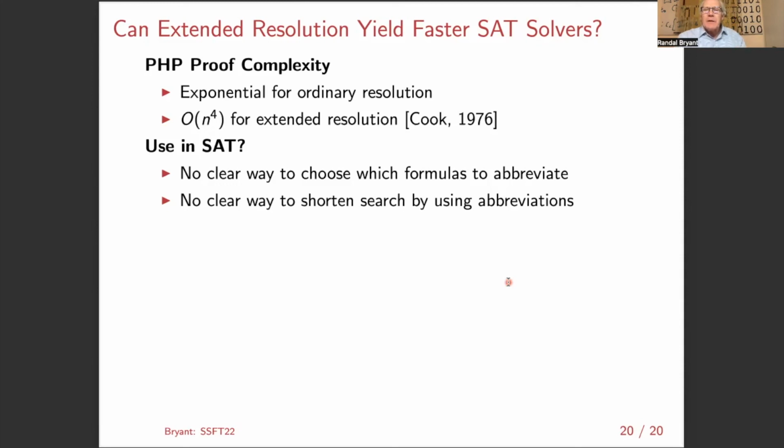But various people have tried with CDCL to sort of learn extension variables and have generally failed. So this leaves open the possibility that there's some other approach to Boolean satisfiability that could make use of extended resolution and therefore get short proofs. But it's not going to be CDCL on its own. It's going to have to be something else. And that's what we'll look into as we go forward.